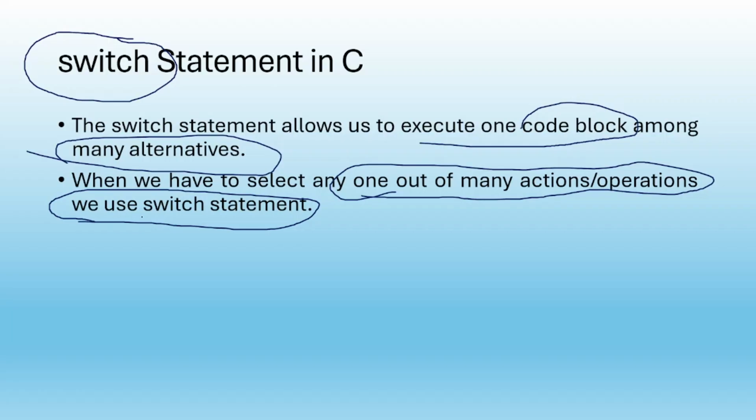In many daily life examples, let's say we have made a call to Pizza Hut, and they ask us, please enter one for veg and two for non-veg. So two options are given. Then when we select one for veg, again they give us different options: one for this type of pizza, two for this type, three for this type, four for this type. Any one of the options we have to select. That is where the switch statement comes into the picture.